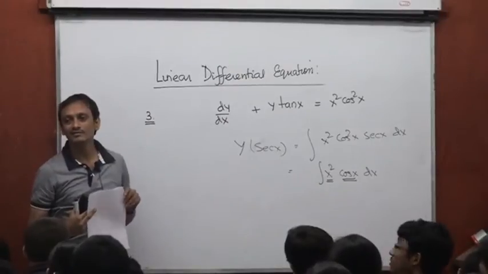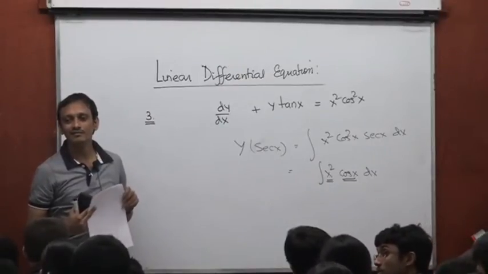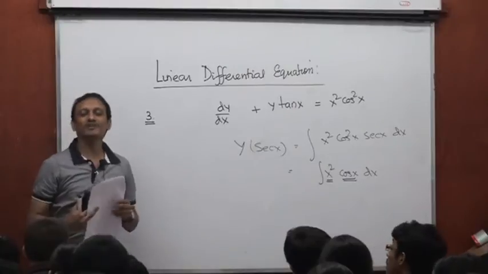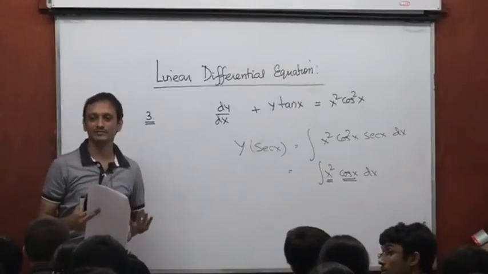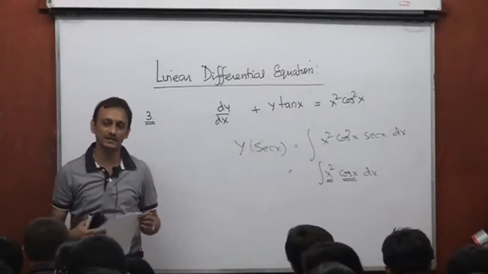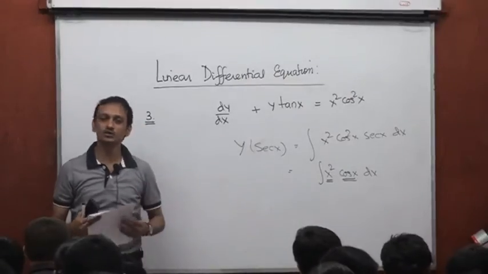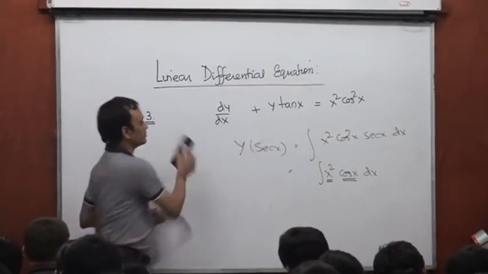Sir, integration of tan x is log mod sec x. Yeah, we are assuming that. We are assuming that sec x is greater than 0. Whenever in these solutions, we'll assume that. Not a problem.